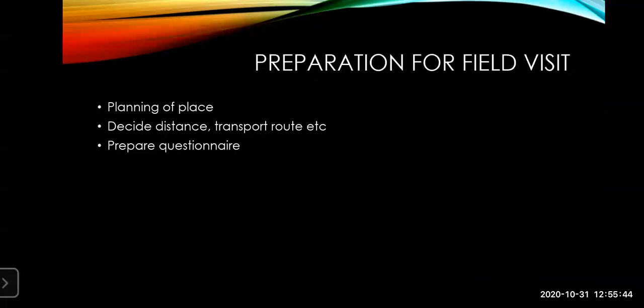Now, preparation for the field visit, first is the planning of place. Planning is very necessary. First, you will decide the place where you're actually going to visit and why. Means what is the purpose, what you actually want to see over there. The element which will be observed in the field visit should be decided. For example, if you want to see the slope of the land or the valley or the river or the deltas, so we have to decide the place where you can actually see this.